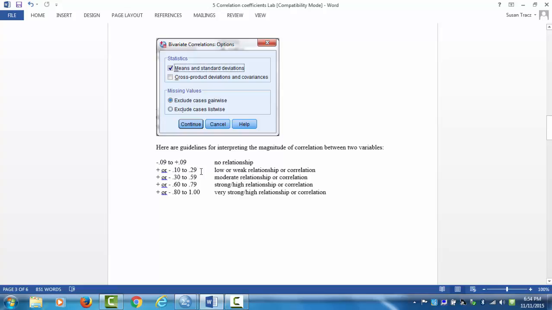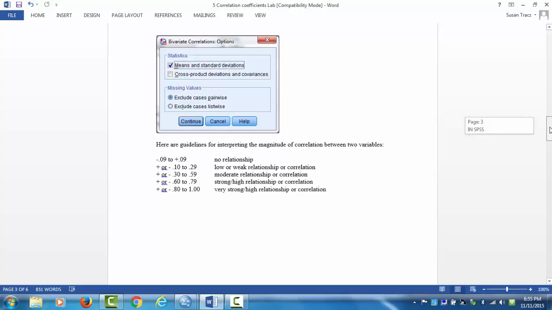Plus or minus 0.10 to 0.29 is a low or weak relationship. Plus or minus 0.30 to 0.59 is moderate, plus or minus 0.60 to 0.79 is strong or high, and plus or minus 0.80 to 1 is a very strong or very high relationship. Now, you will find different textbooks that will give you slightly different numbers. This is kind of a matter of personal preference, although in general they go in this direction.